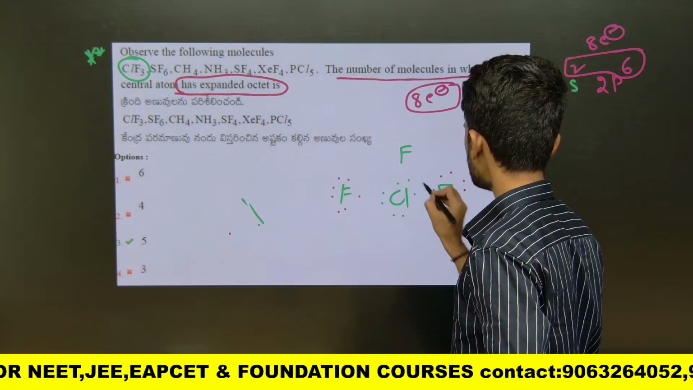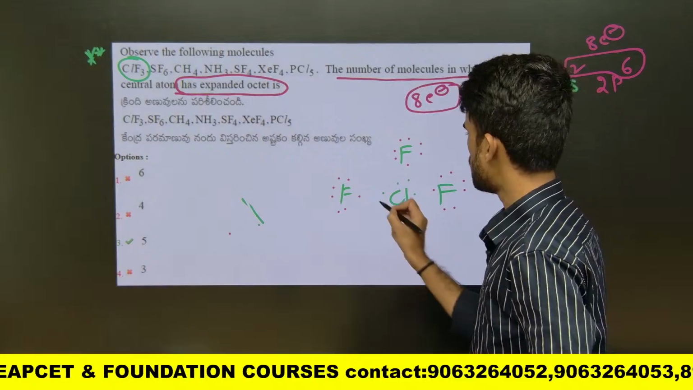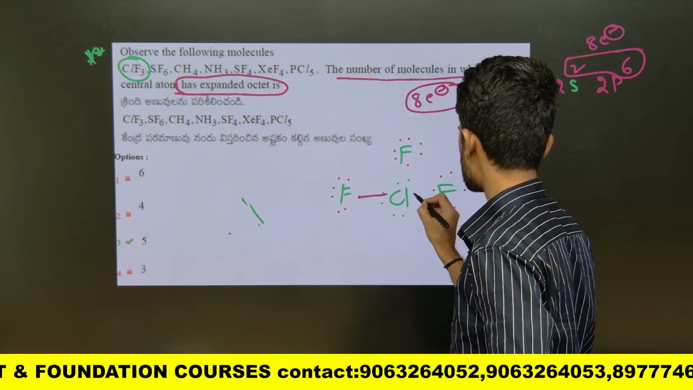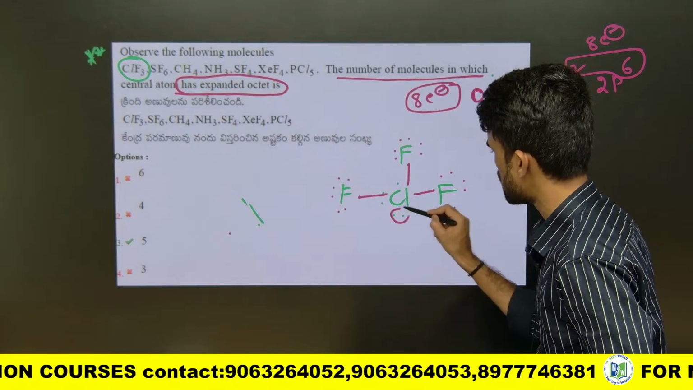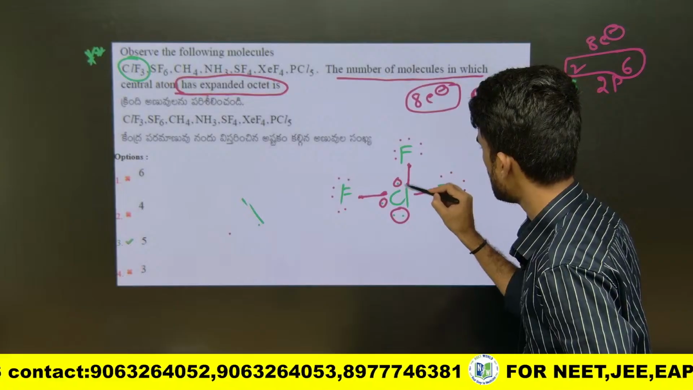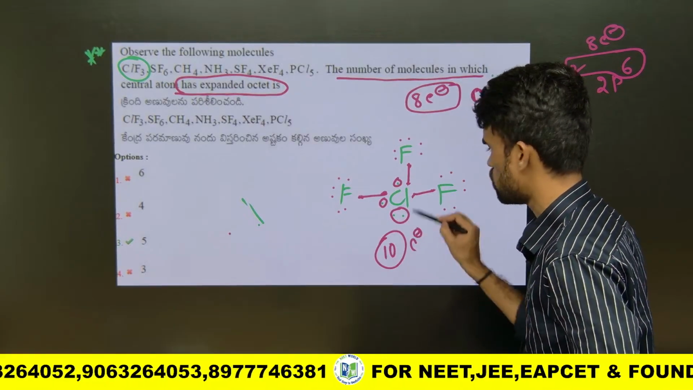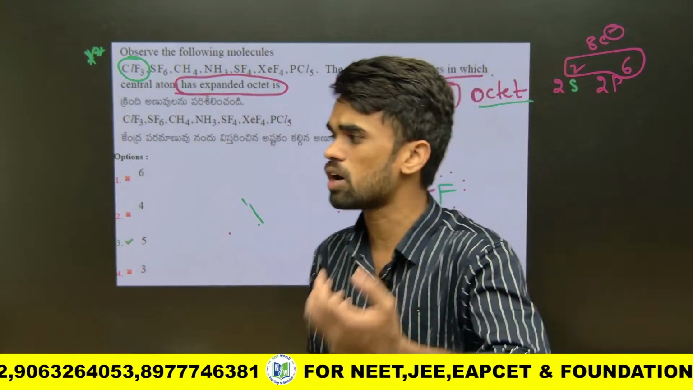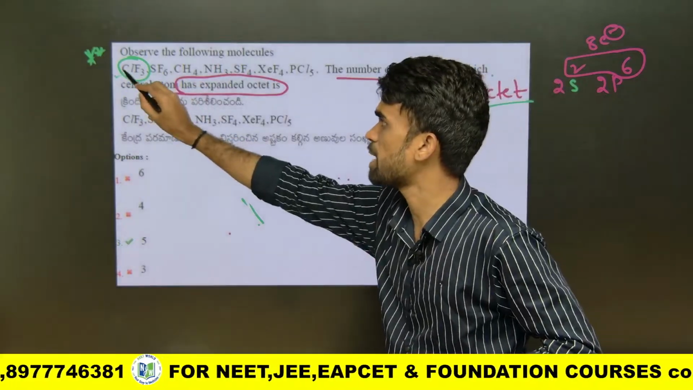Right? Now if you observe here, the chlorine, whenever it is making a bond with these fluorines like this, now how many electrons will it have? See, 2 electrons, 3, 4, 5, 6, 7, 8, 9, 10. So it is having 10 electrons around the chlorine. It means it is more than the octet configuration, right? Yes. So more than octet means it is expanded octet.